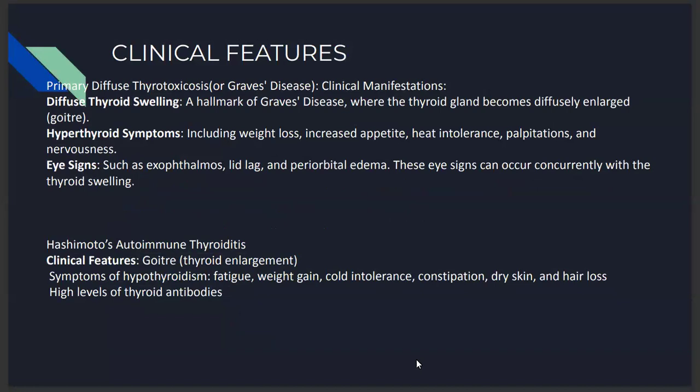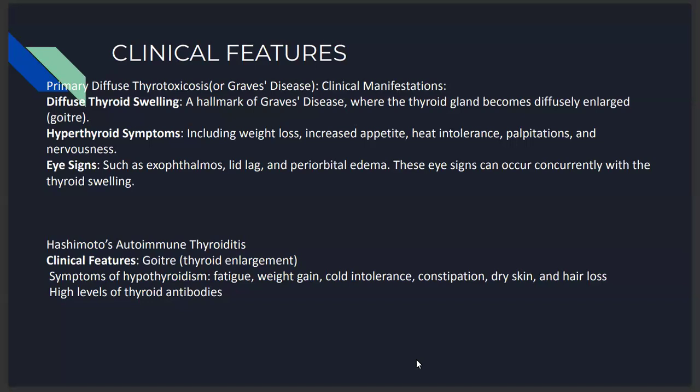For primary diffuse thyrotoxicosis or Graves' disease, there's a diffuse thyroid swelling, which is a hallmark of Graves' disease, where the thyroid gland becomes diffusely enlarged. The hyperthyroid symptoms include weight loss, increased appetite, heat intolerance, palpitations, and nervousness. Eye signs such as exophthalmos, lid lag, and periorbital edema can occur concurrently with the thyroid swelling.